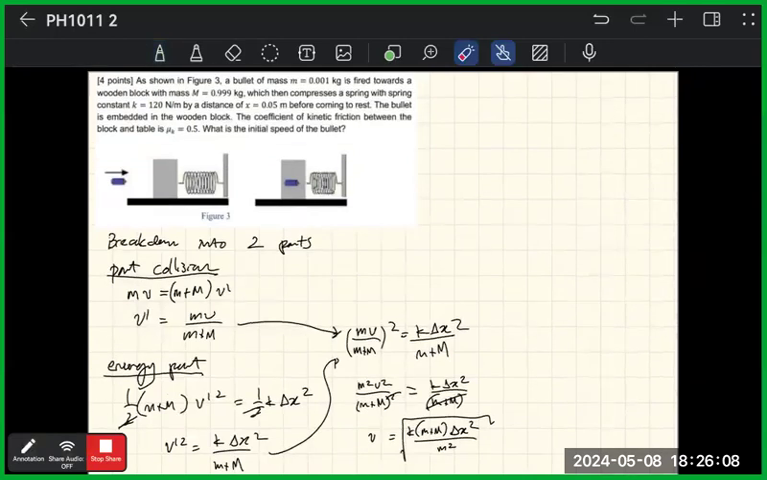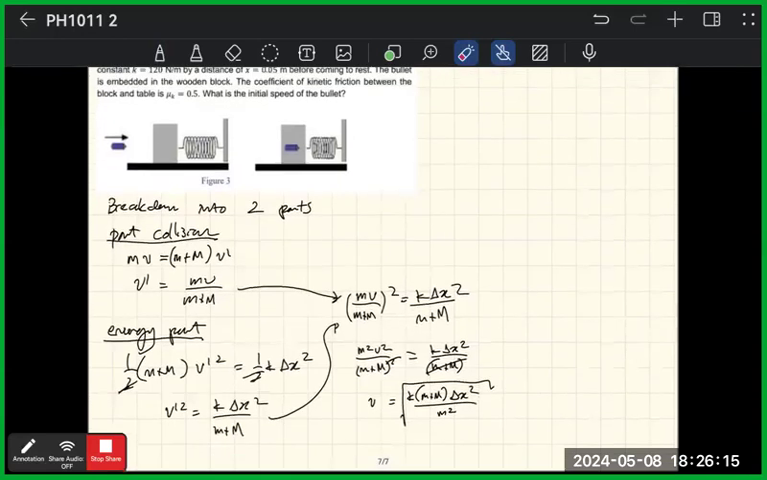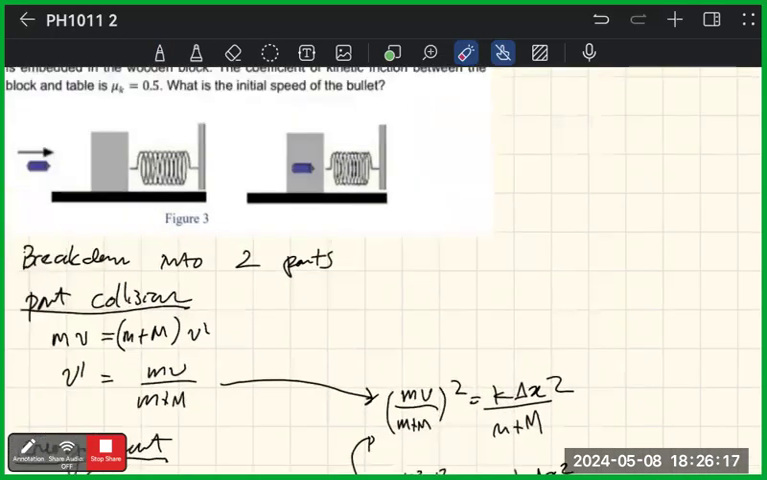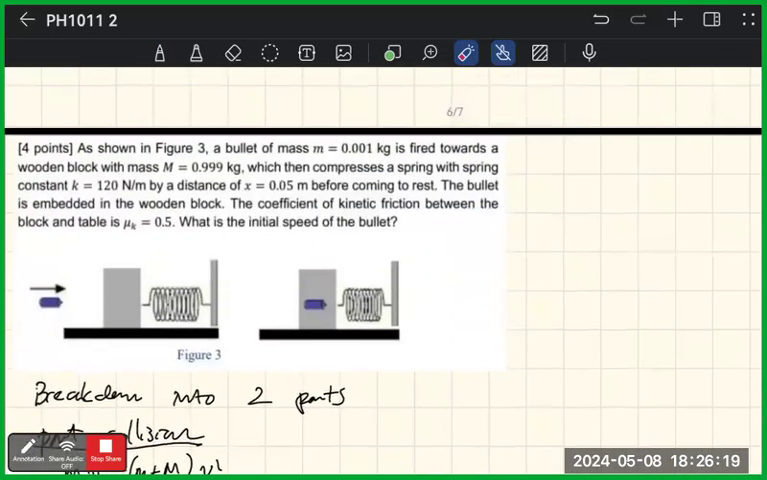Oh wait, no. Sorry, I'm so sorry, because the energy here does not conserve because they do have friction. Okay, this is a great question.